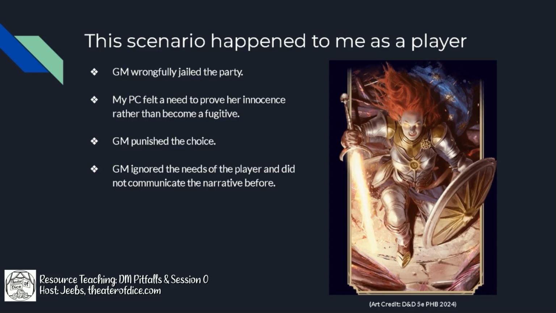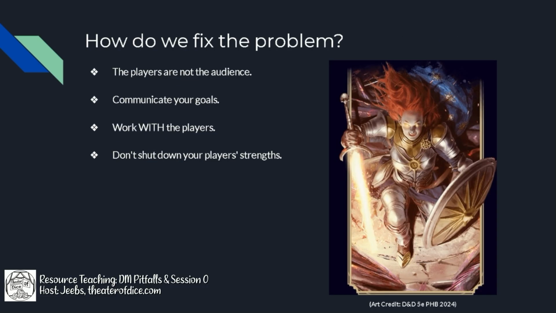The GM ignored the needs of the player and the character because they didn't fit the GM's intended narrative, but they failed to communicate that narrative beforehand to avoid this problem. So, how do we fix that problem? First of all, the GM needs to understand that the players are not your audience. The players are part of your story. They're writing it alongside you. If the GM has a goal for the tone of a story, it needs to be communicated before the story even begins.